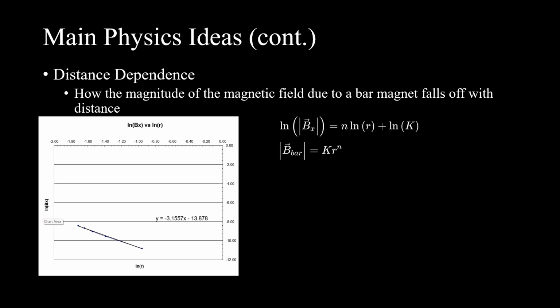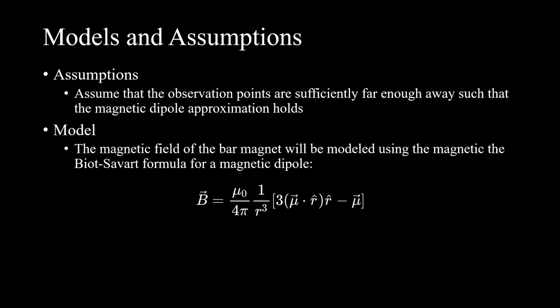In the line of best fit for the graph below, the natural log of the x component of the magnetic field is n times the natural log of the observation distance r plus the natural log of the distance dependence k. In turn, we can calculate the magnitude of the magnetic field to be the distance dependence times the observation distance raised to the n. But the observation points are sufficiently far enough away such that the Biot-Savart formula holds, and we can use the included formula to model the magnetic field of the bar magnet at an arbitrary observation vector.